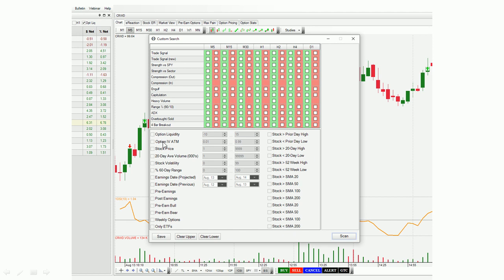Option liquidity is one of the inputs that you can search for. We like to trade options. I rate every stock option according to liquidity. So that's something that I use often.